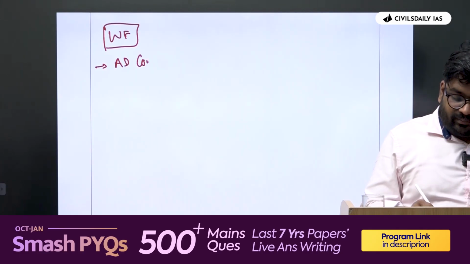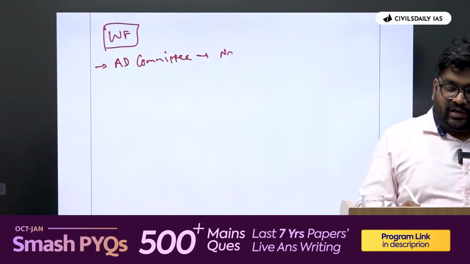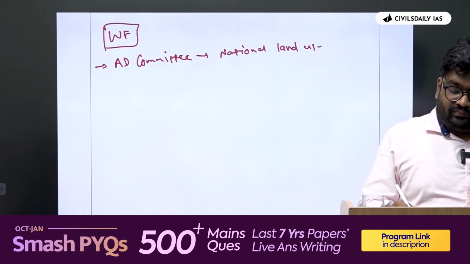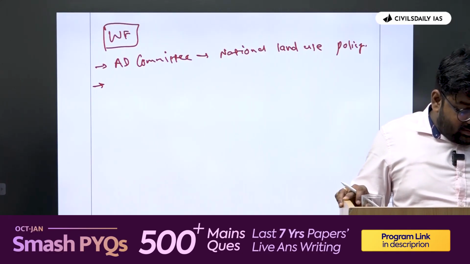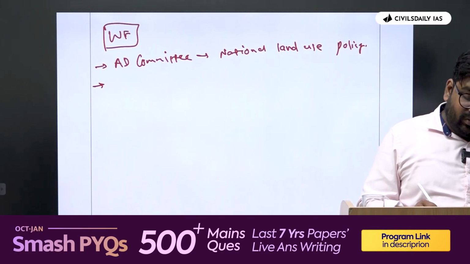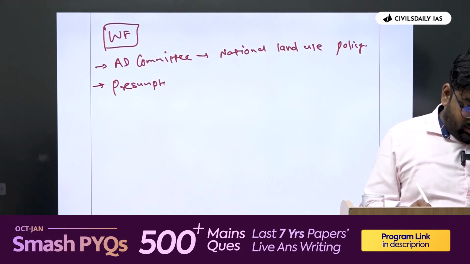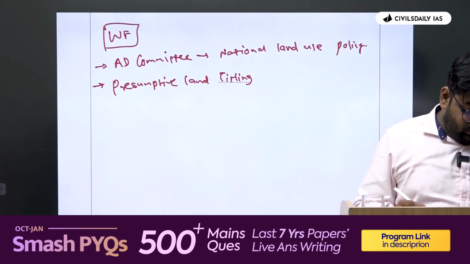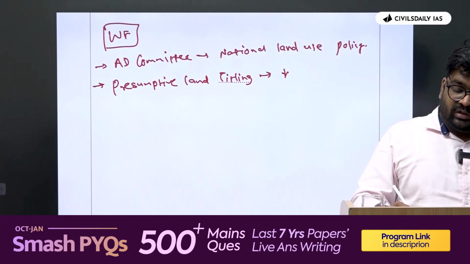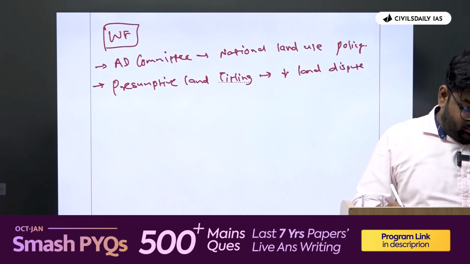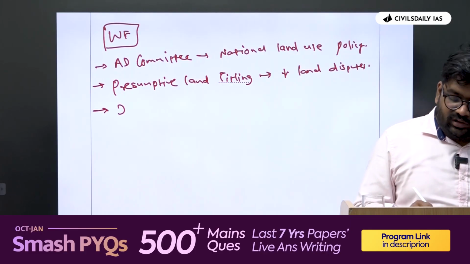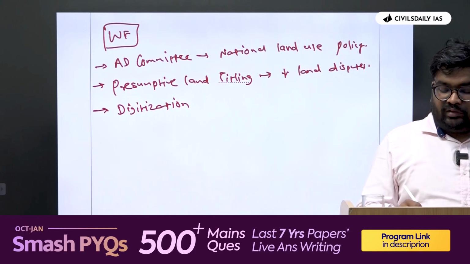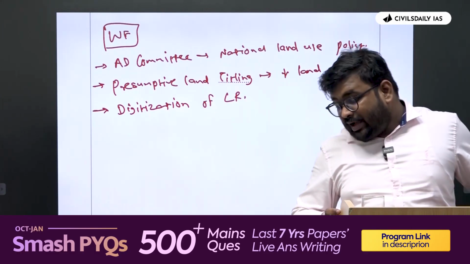You won't need anything else. So the Ashok Dalwai Committee has called for a national land use policy. Okay. Second, there is one keyword: presumptive land titling. Okay, this can reduce land disputes. Third, digitization of land records. Then land reforms 2.0. Yes.